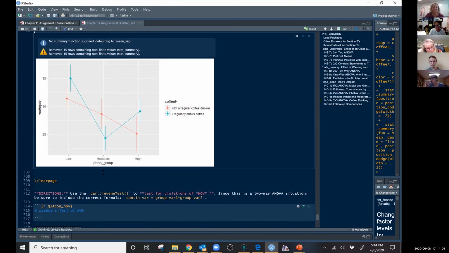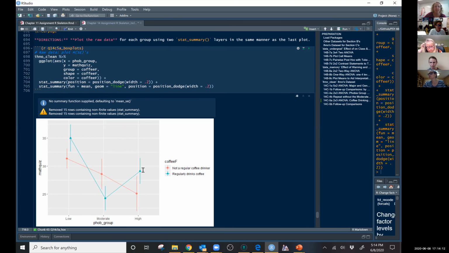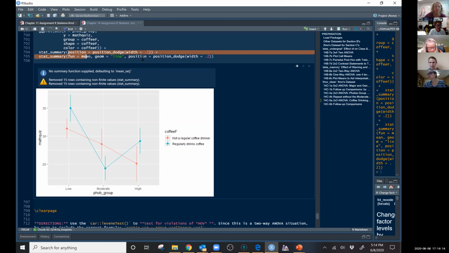Yeah, we'll see. Okay, so the thing we're going to do is check Levene's test. Can you scroll up just a little bit so I can see the bottom of yours? Okay, so position equals position dodge, width equals 0.2. Totally optional. I did that and it came out really funky, or like it just came out really boring, and I wondered why that happened.